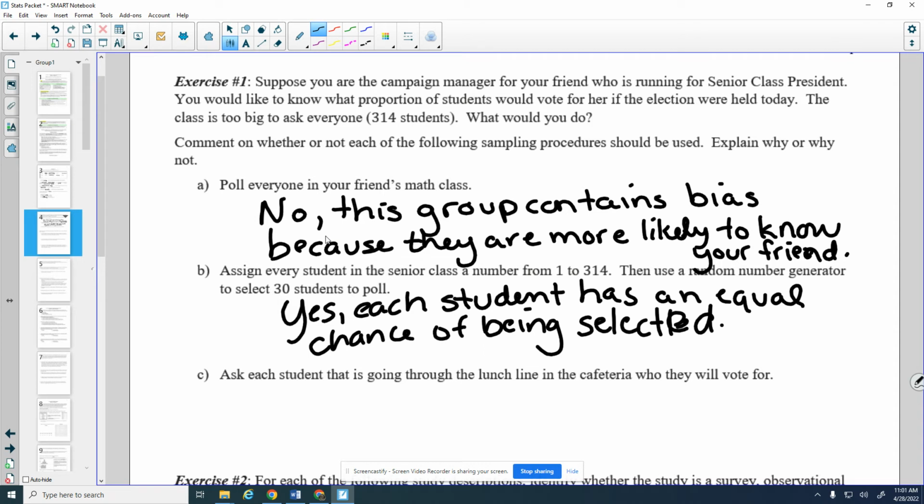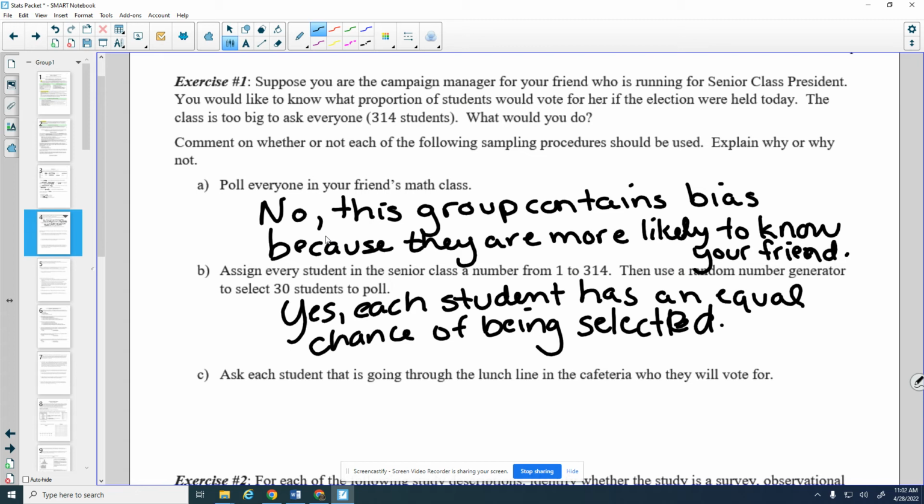Ask each student that is going through the lunch line in the cafeteria who they will vote for. So this one I'm just going to kind of talk through. You can write down what you would like. That's not an awful way to do things. There could be some sort of bias.